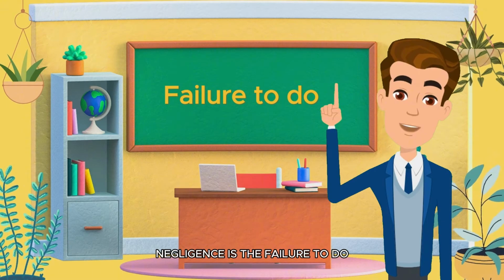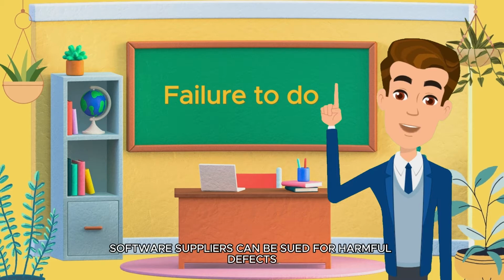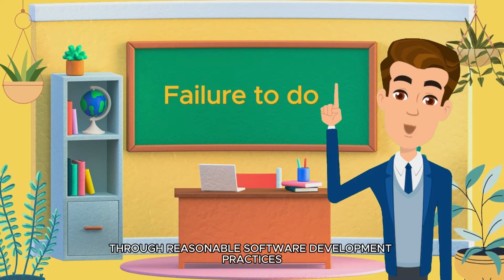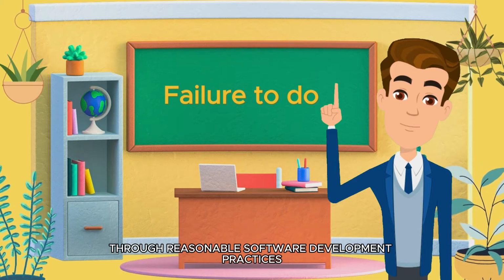Negligence is the failure to do what a reasonable person would do. Software suppliers can be sued for harmful defects that could have been detected and corrected through reasonable software development practices.